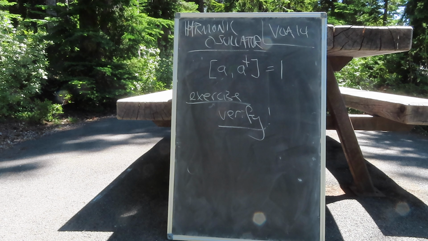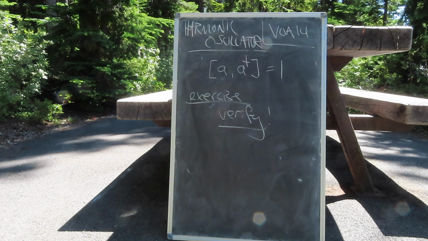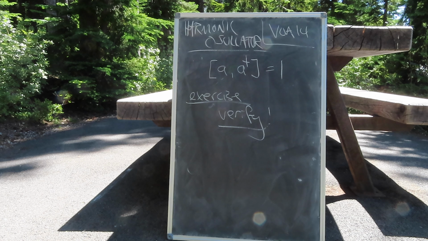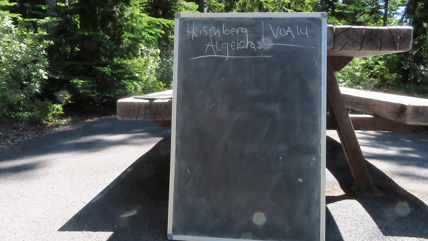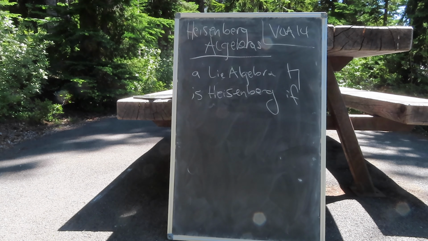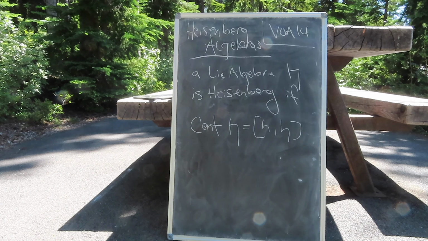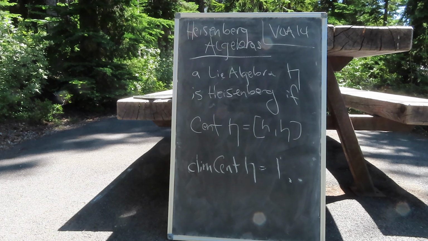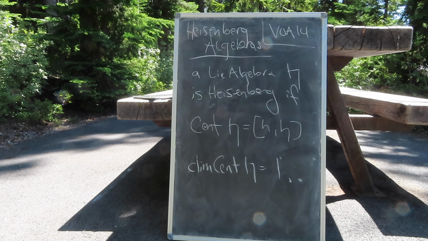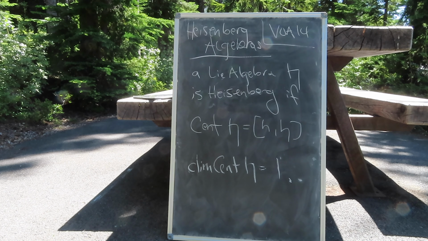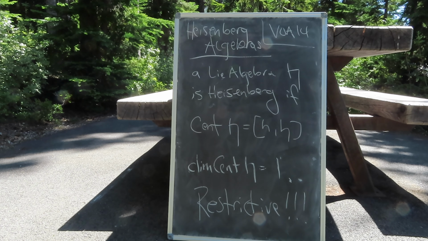Perhaps unsurprisingly, this so-called Fock-space representation of the harmonic oscillator is probably more familiar and relevant to the representation theory of Lie algebras. Now, on to Heisenberg algebras. A Lie algebra H is said to be a Heisenberg algebra if the center of H is also the commutator subalgebra, and if that center has dimension 1. As it turns out, these two requirements are very restrictive.